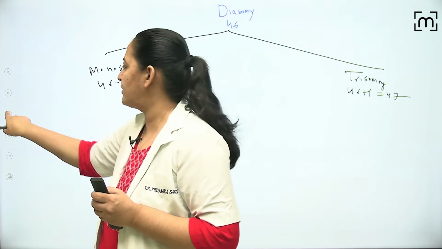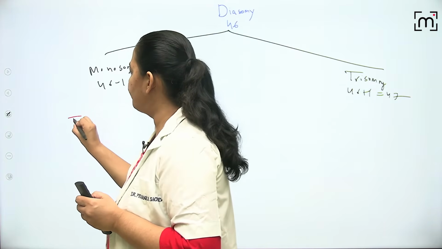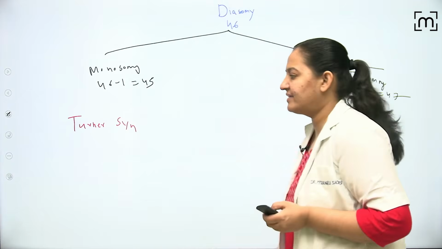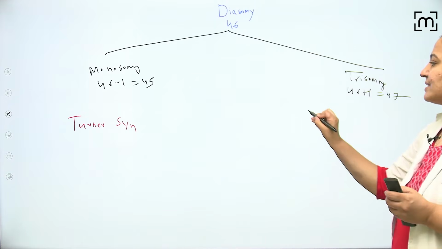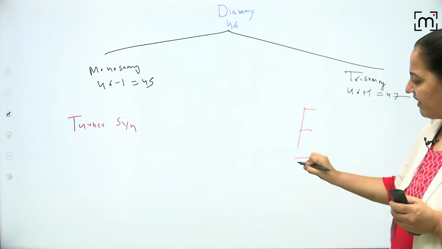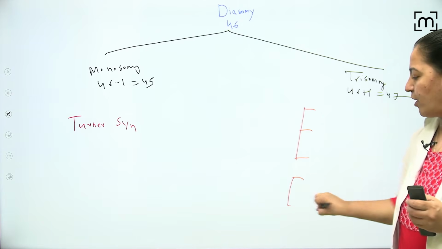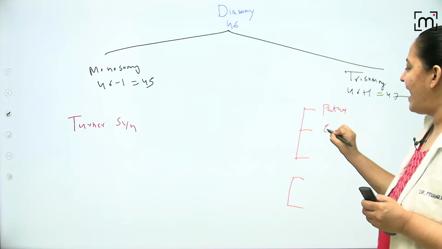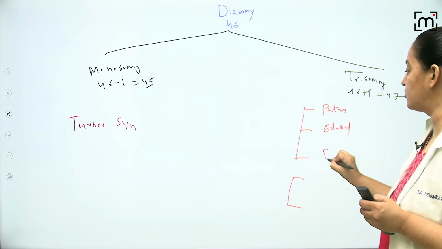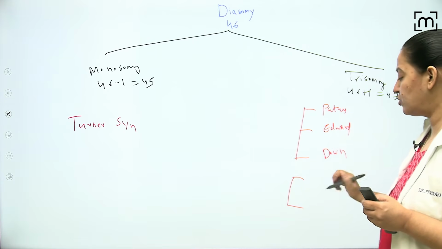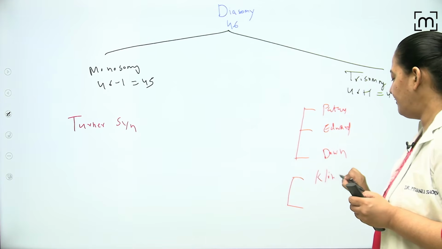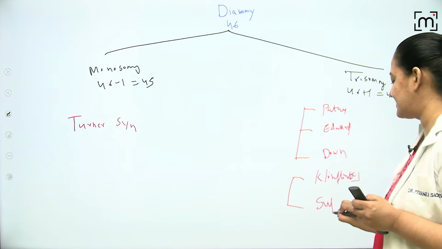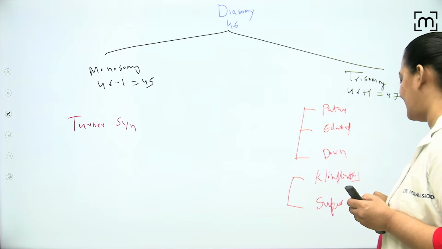So what are the examples I taught you? In monosomy, I gave you only one example, that is Turner syndrome. Turner syndrome occurs only in females, right? That is a sex chromosome. In trisomies, I taught you 5. 3 of them were autosomes and 2 of them were sex chromosomes. The 3 autosomal ones were Patau syndrome, Edward syndrome and Down syndrome. You have to learn the names, right? And the 2 sex chromosome ones were Klinefelter syndrome that occurs in male, and super female or triple X syndrome that occurs in female.